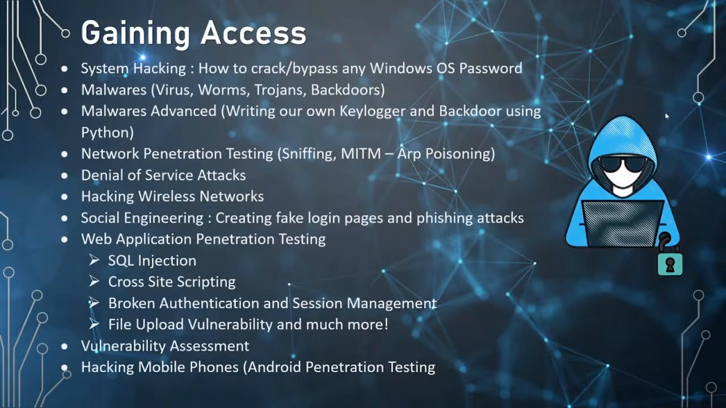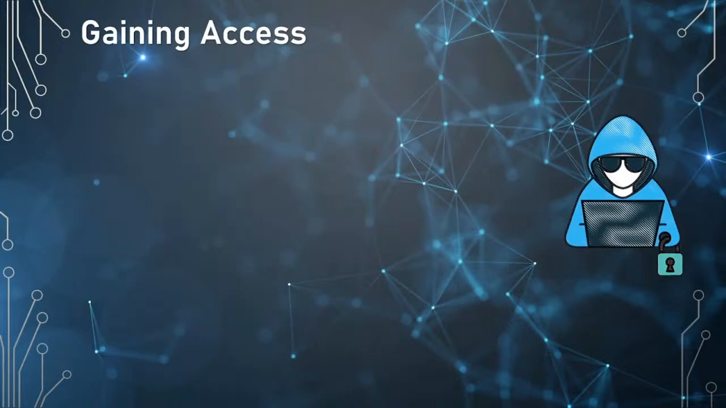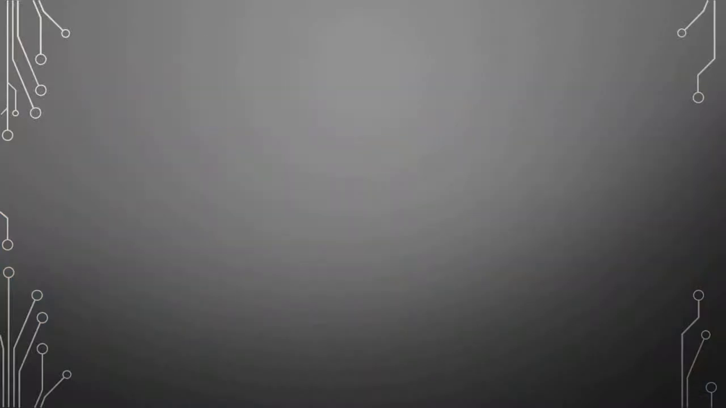Sir, please repeat that first part. Which one? Before gaining access, you told us some gathering information. I understood that if there is a vulnerability in the system, hackers can easily hack that system. So I understood somehow.